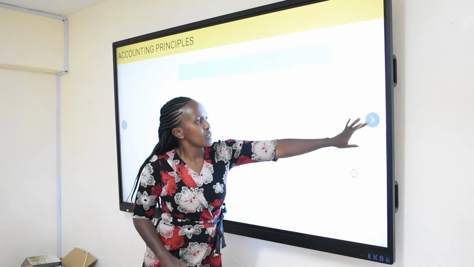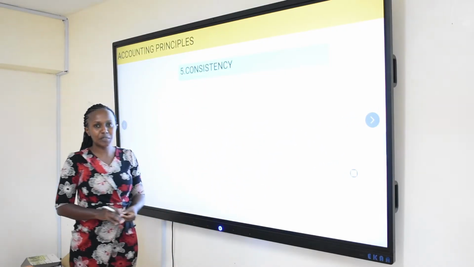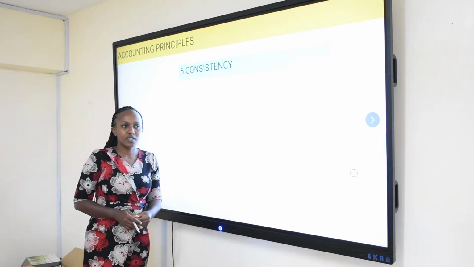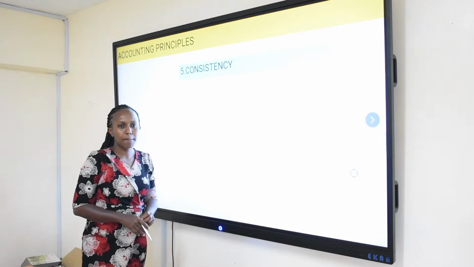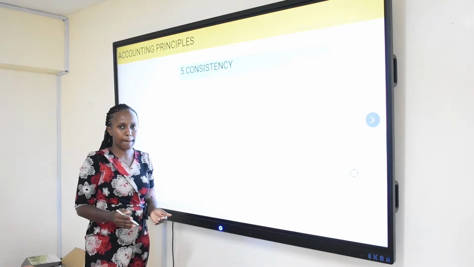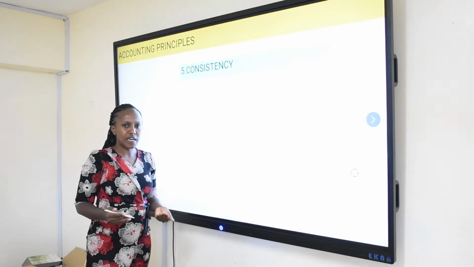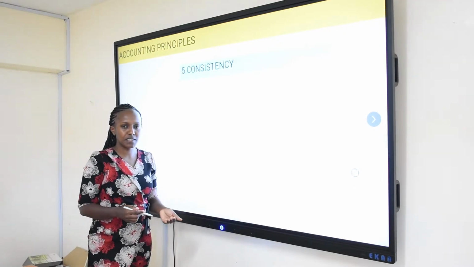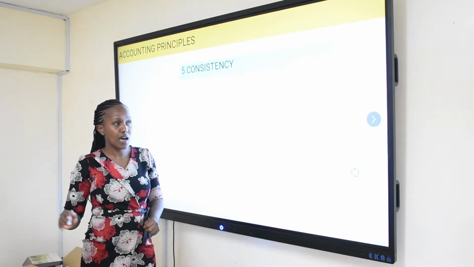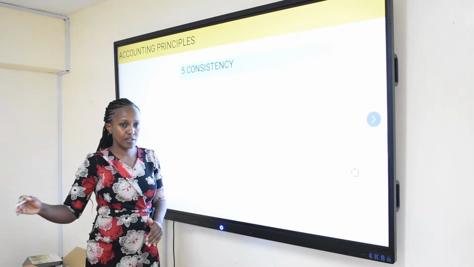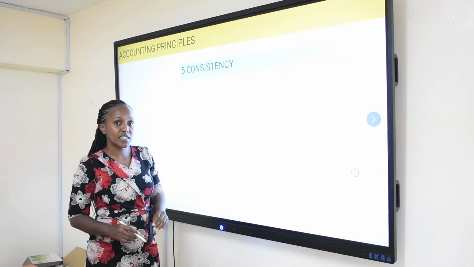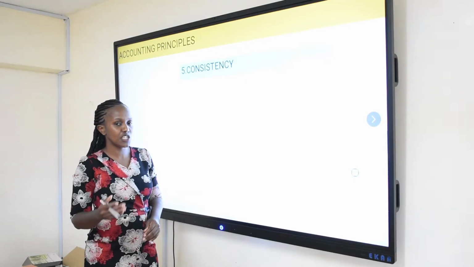The next one is the consistency principle. Now, the consistency principle talks about making sure that similar items are treated in a similar manner from year to year. That is consistency, one perspective. The other perspective is making sure that the same accounting policies are applied from one year to the other. It is very important for there to be consistency so that comparability can be achieved.